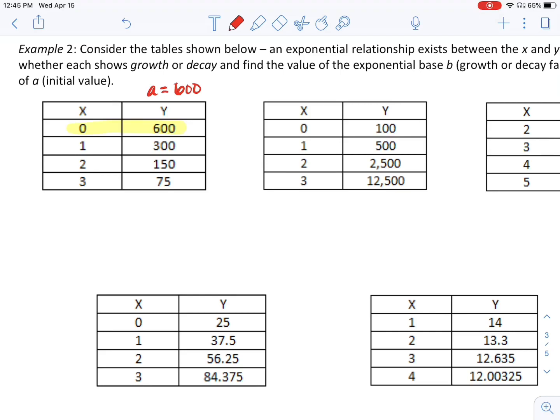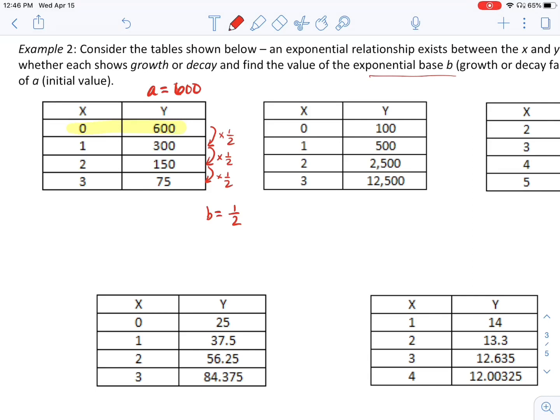How do I determine what the exponential base is, though? I think about, as I move from one step to the next, what is happening? What did I multiply the y values by to get from one step to the next? I multiplied by 1/2. And if that's consistent as I move through the rest of the table, which it does happen to be, then that is what I can identify as my exponential base.